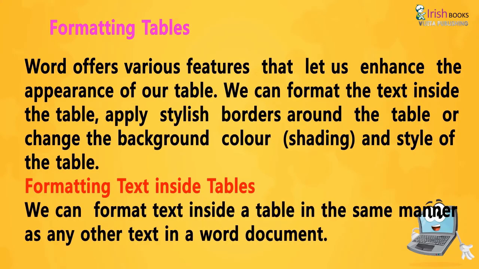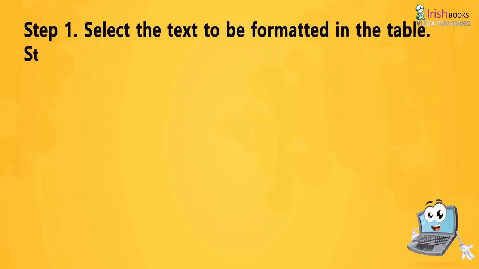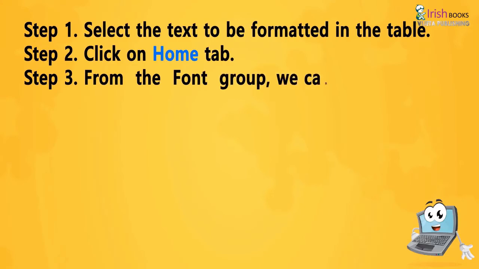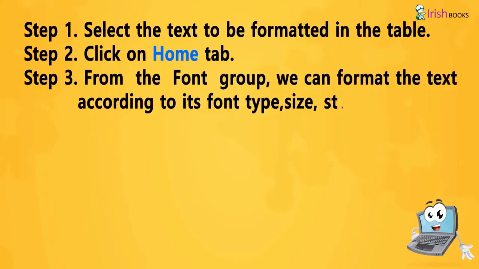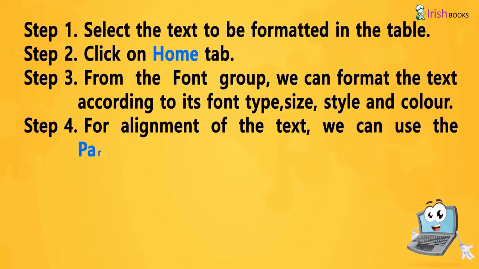Formatting text inside tables. We can format text inside a table in the same manner as any other text in a Word document. Step 1. Select the text to be formatted in the table. Step 2. Click on Home tab. Step 3. From the Font group, we can format the text according to its font type, size, style, and color. Step 4. For alignment of the text, we can use the Paragraph group in the Home tab.